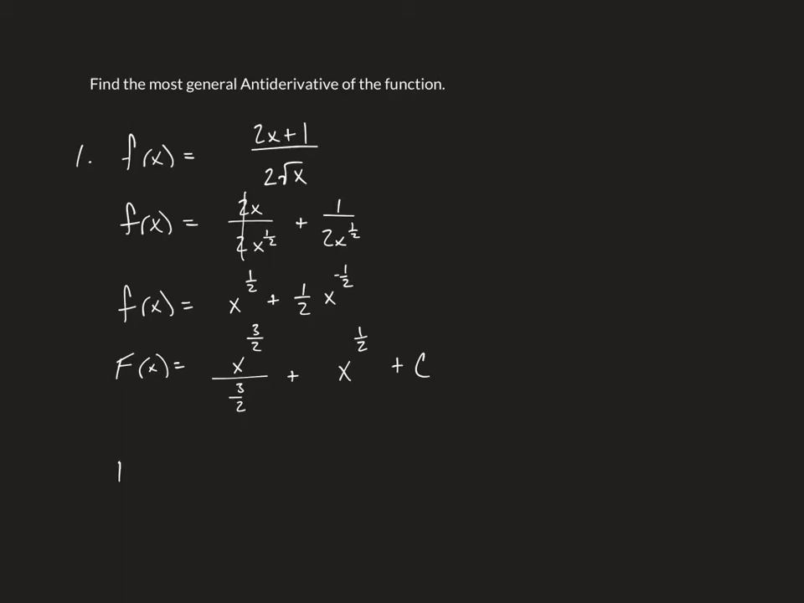And the best way to write this as a final answer would be 2x to the 3/2 over 3, or 2/3 x to the 3/2, plus x to the 1/2, or you could write it as the square root of x, plus c.